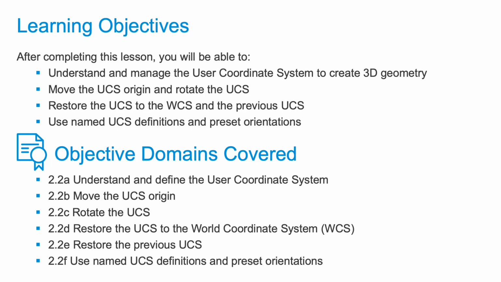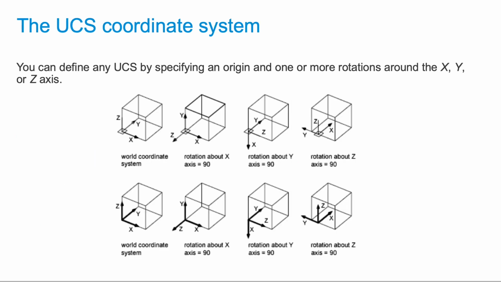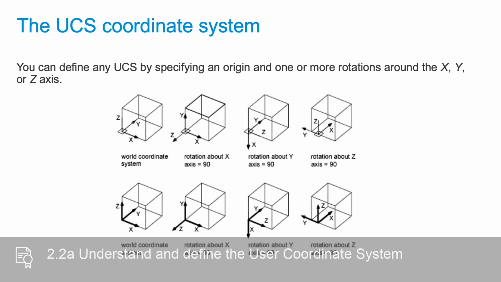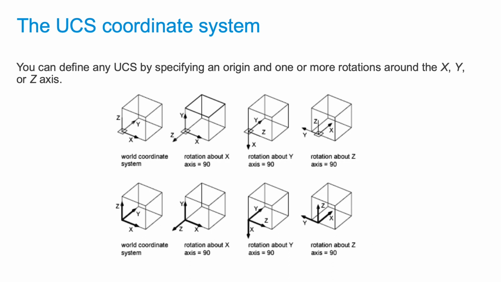User coordinate systems can be really useful in 2D drawings as well. The UCS can be used to align a 2D view with geometry in your drawings. I show an example of that in a different lesson. The World Coordinate System, or WCS, cannot be modified. By default, the UCS and the WCS are aligned. They remain aligned until the user decides to redefine the UCS.